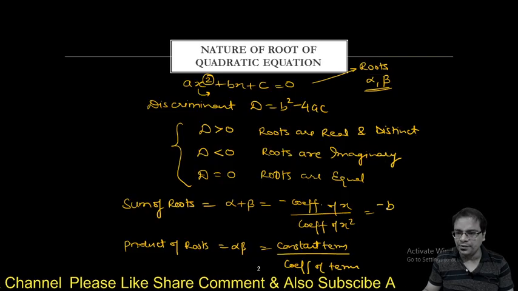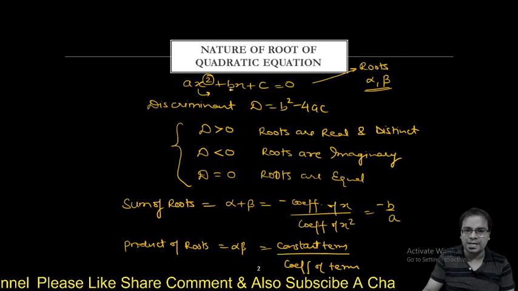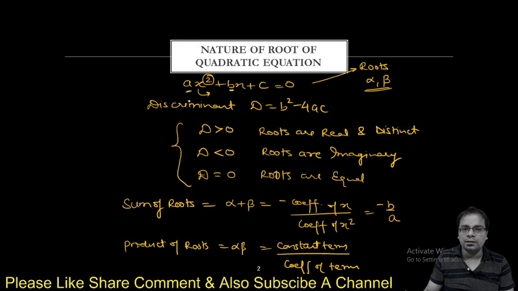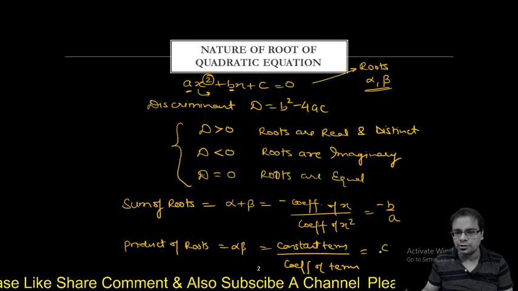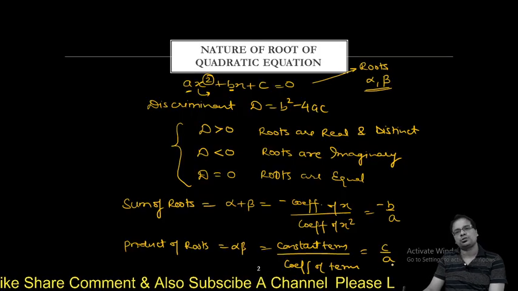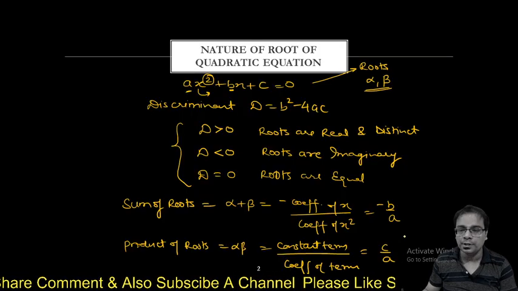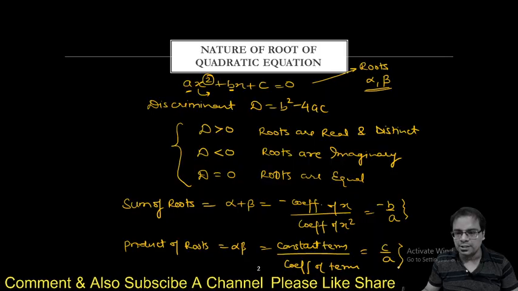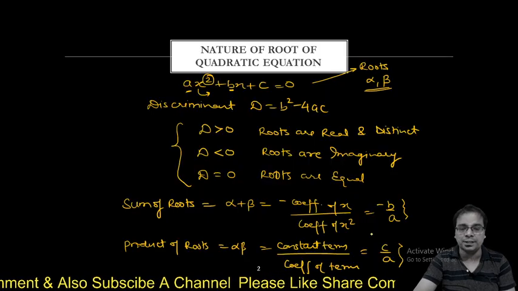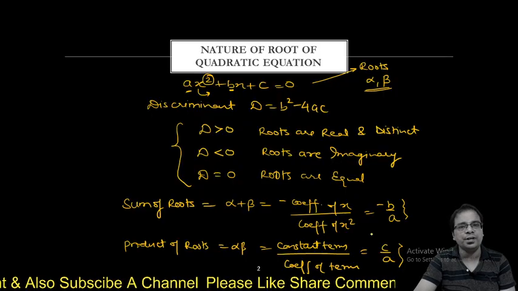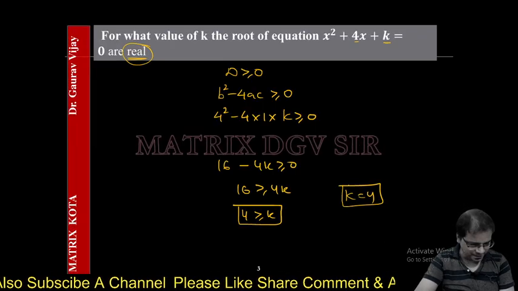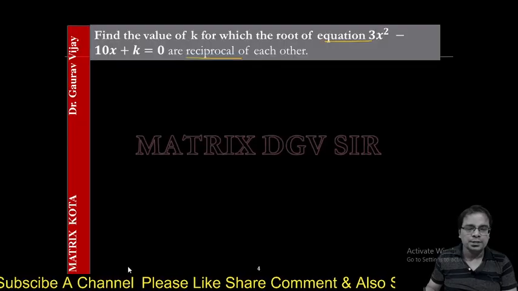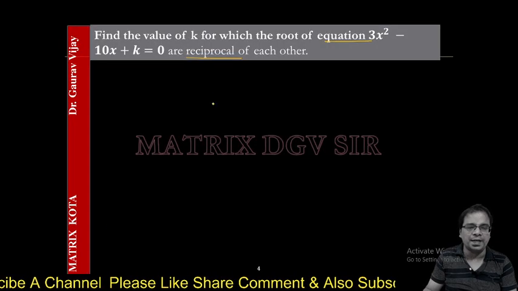We can simply write it as minus b upon a, as minus b means the x coefficient and the x square coefficient is a. Similarly, the constant term is c and the coefficient of x square is a. Understood my point? So minus b upon a and c upon a are the sum and the product of the roots. Wherever needed, we can apply these formulas. Here we are applying that concept.